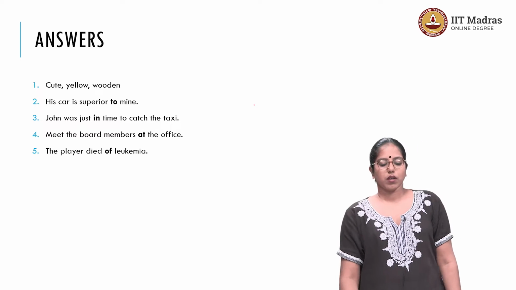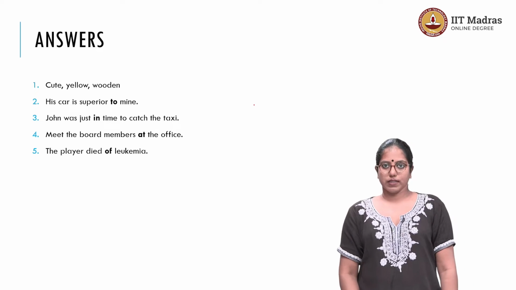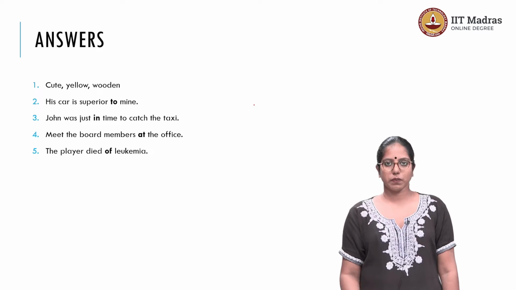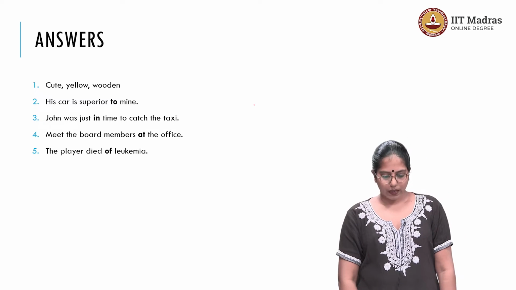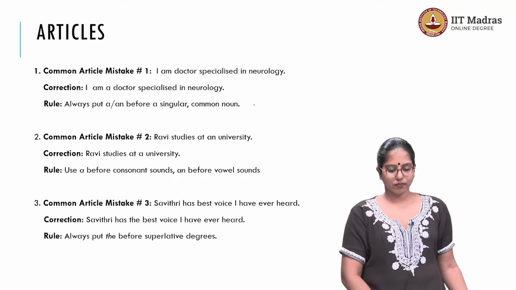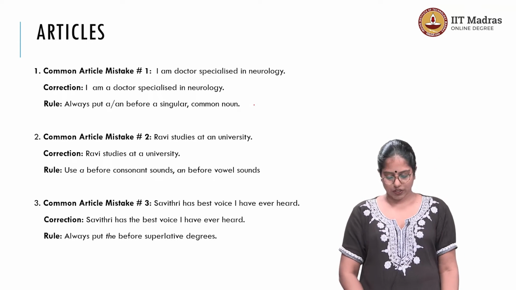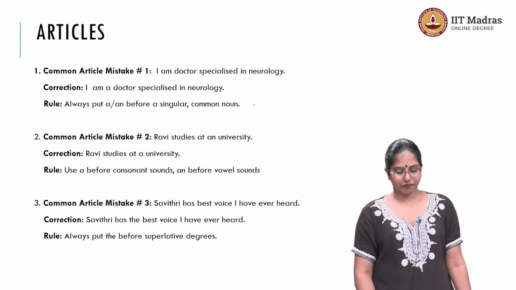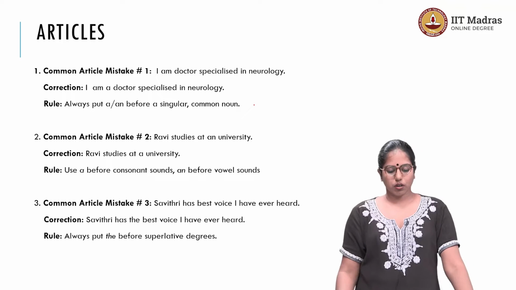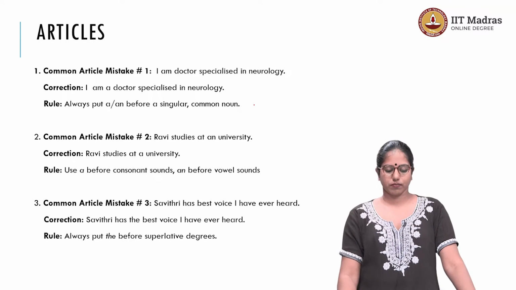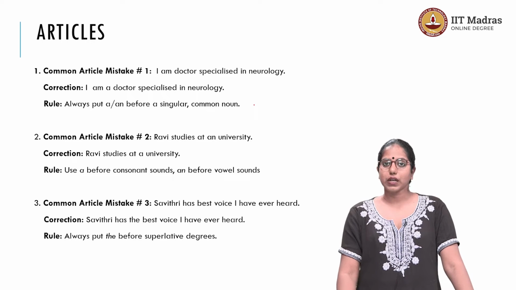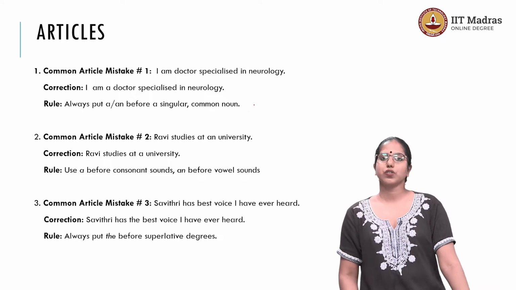Okay. So if you have any doubts and if you need explanations to these, please raise your doubts in the discussion forum and I'll be more than happy to clear them. Let's now go to the section on articles. So the first sentence is, "I am doctor specialized in neurology." What's the right sentence? "I am a doctor specialized in neurology."